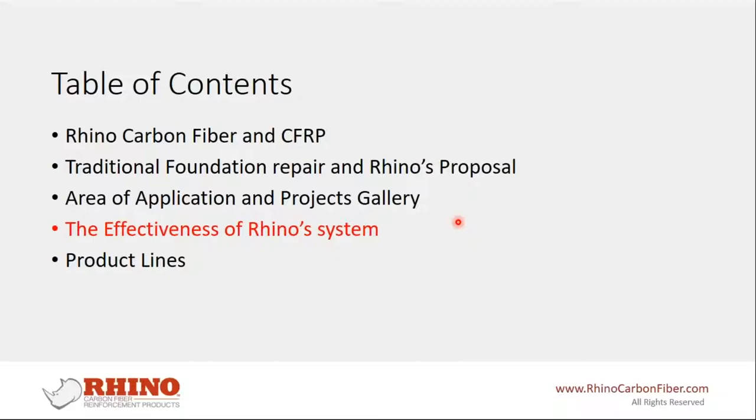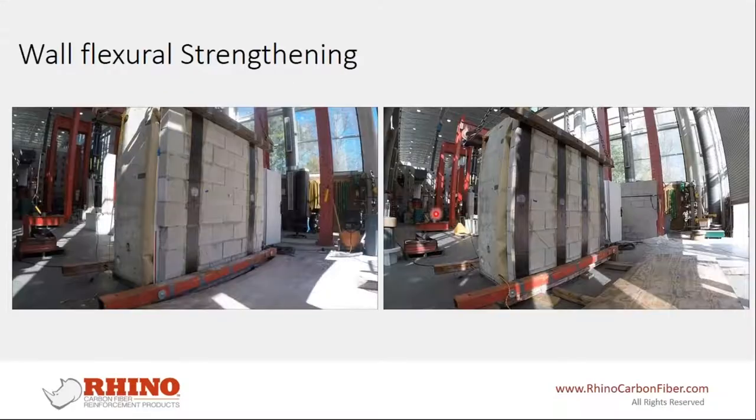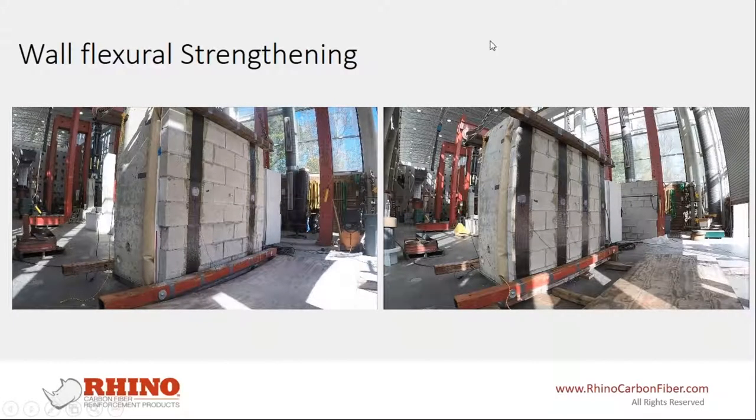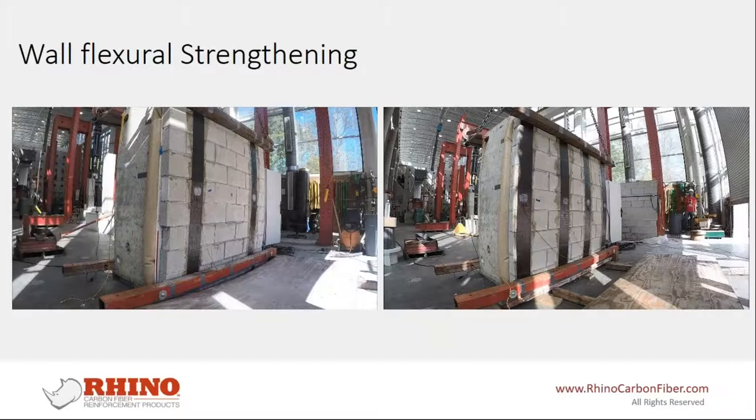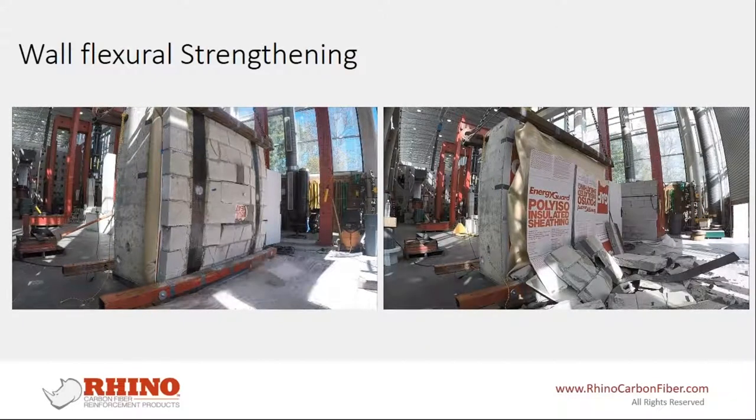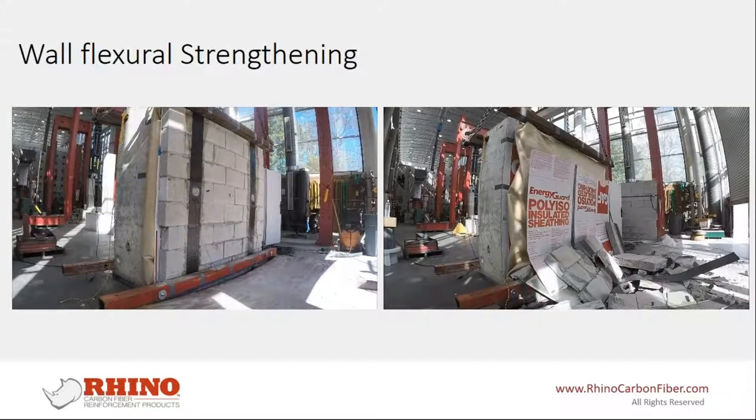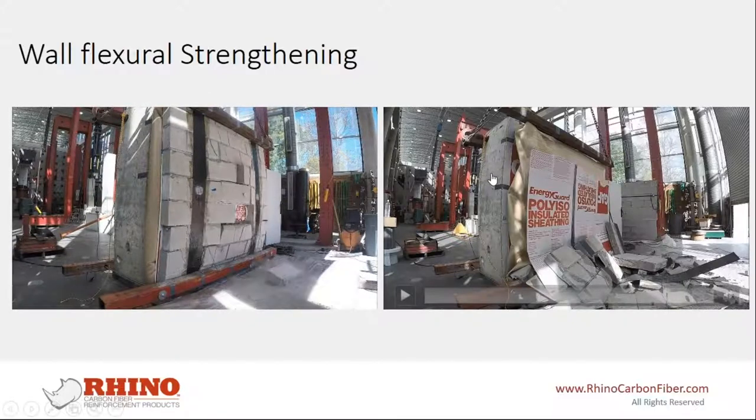Next, I want to show you guys how reliable the Rhino system is. We've been constantly working with research institutes to make sure we deliver the most effective solution. This is the full structural test we have done with the university. We want to test how much strength we can gain given different CFRP configurations. We have our control group, which is a wall that has no carbon fiber at all. Then we have a wall with two straps on the left and four straps on the right. So let's see what happened.